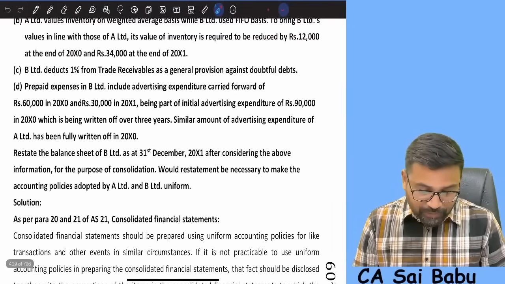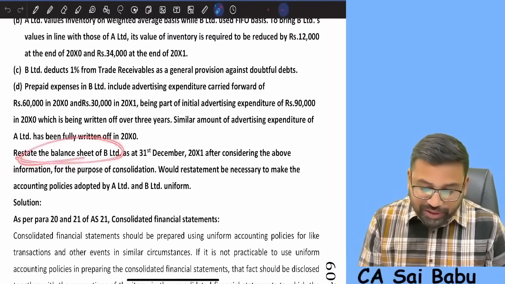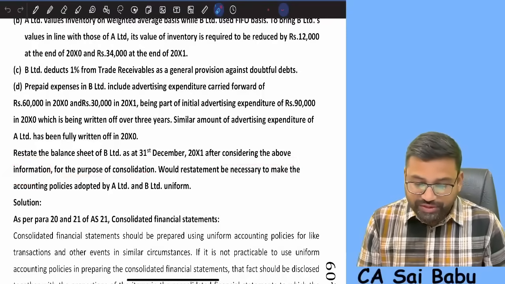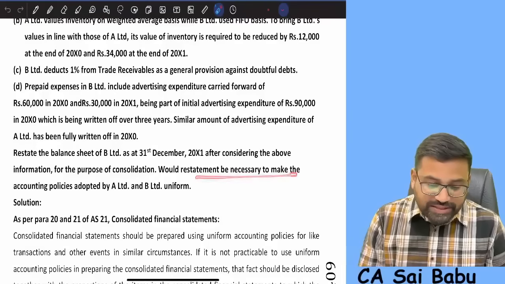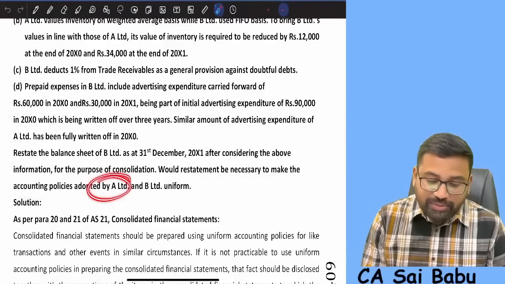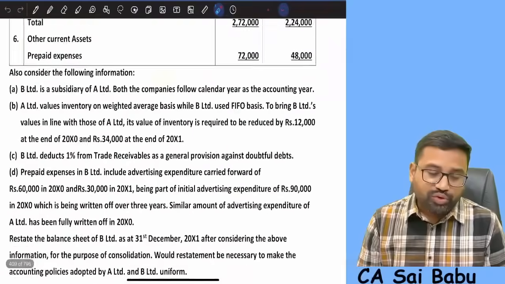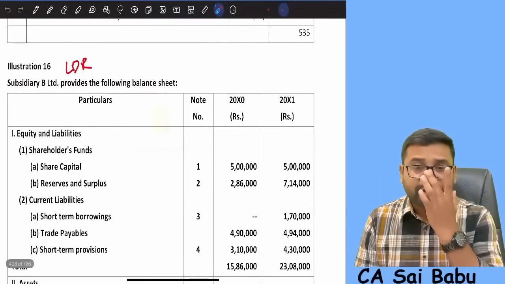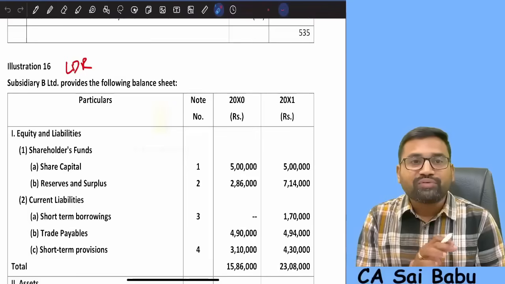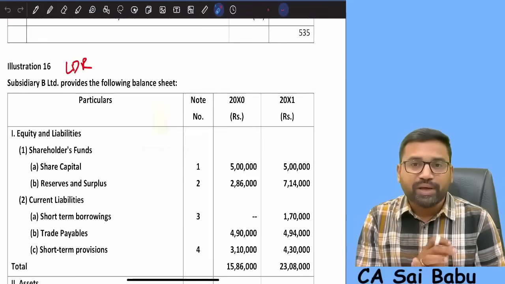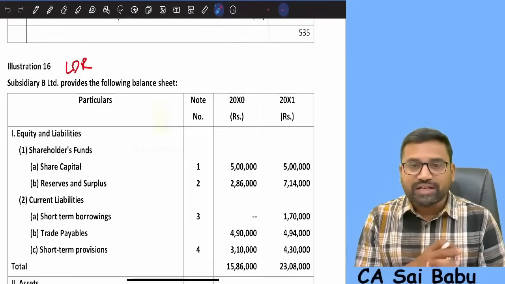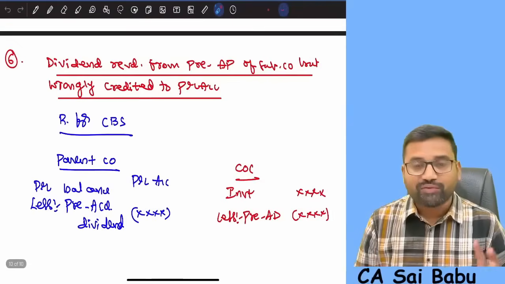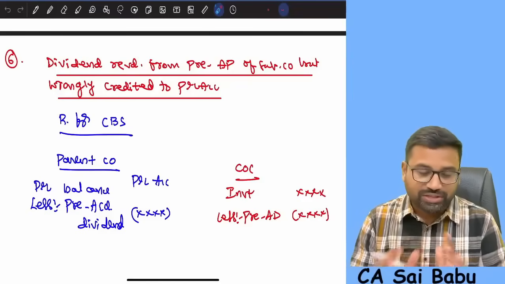Okay. So that's why they are asking, restate the balance sheet of B Limited, that is subsidiary company, after considering the above information for the purpose of consolidation. Would restatement be necessary to make the accounting policies adopted by A Limited and B Limited uniform? Yes. So whenever you are doing consolidation, if the subsidiary company accounting policies are not in accordance with the parent company accounting policies, first you need to convert the financial statements of the subsidiary into the parent's policies and then consider it for consolidation. Okay. So these are the important adjustments. Sixth one I already covered. These are few important adjustments in consolidation chapters.